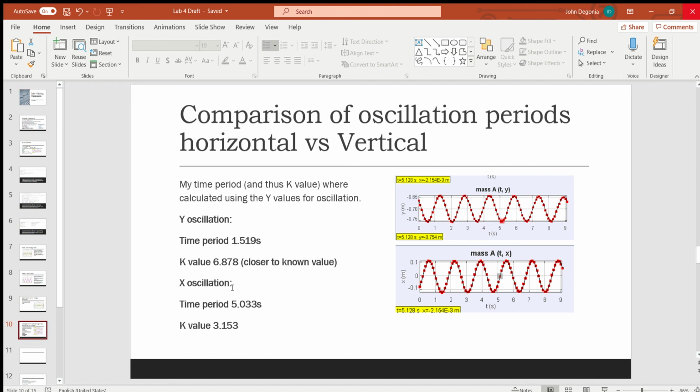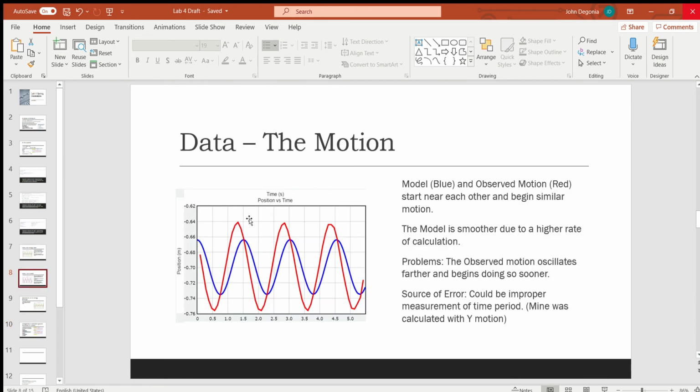If we look at x oscillation, because it's also oscillating back and forth horizontally, we get a different time period and a different k value. And because our model is not incorporating both the horizontal oscillation and the vertical oscillation, it's not giving us an accurate measure of exactly how this thing is moving. Our model just considers it to be bouncing up and down, and it's not worried about the reality that it's also being stretched side to side. So that's why our k value is a little different and is a probable source of error for our data.